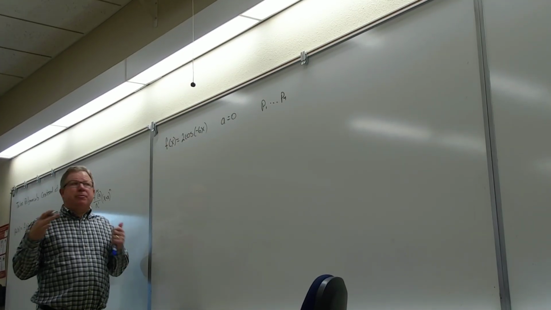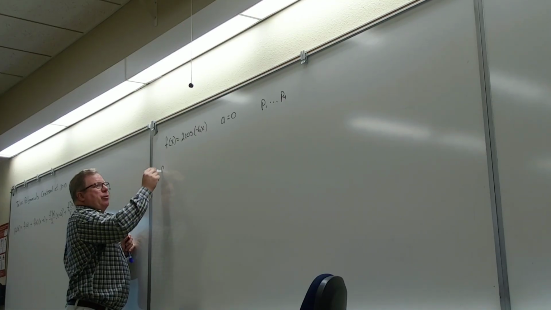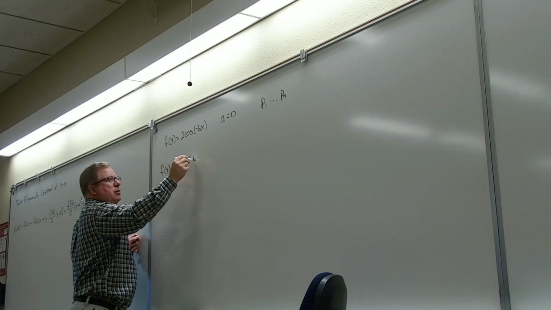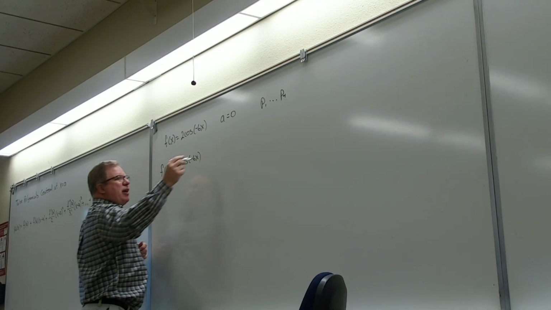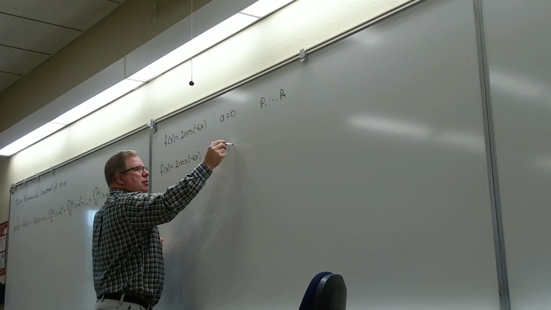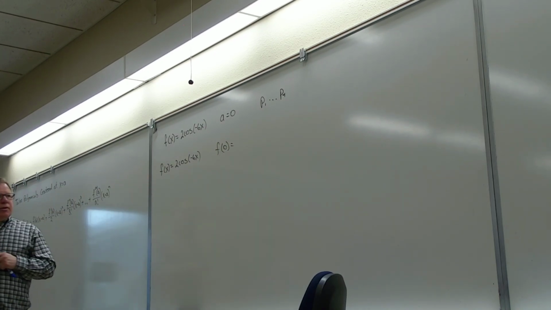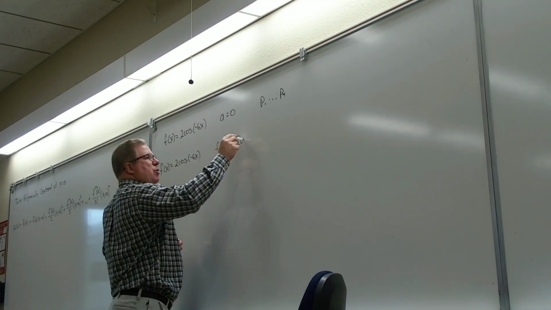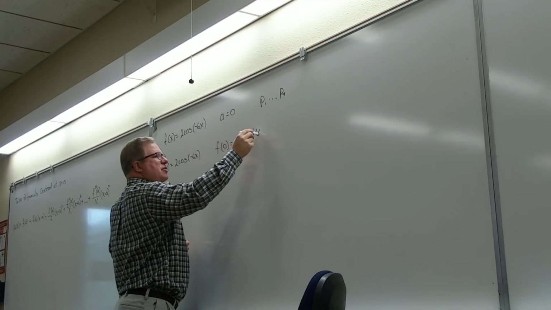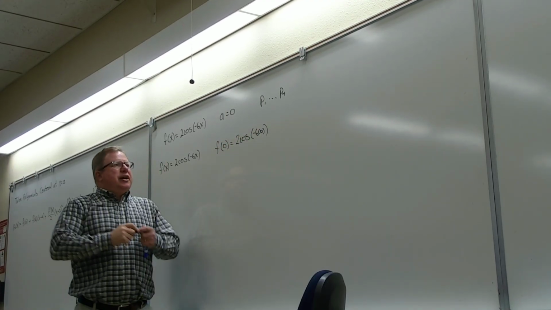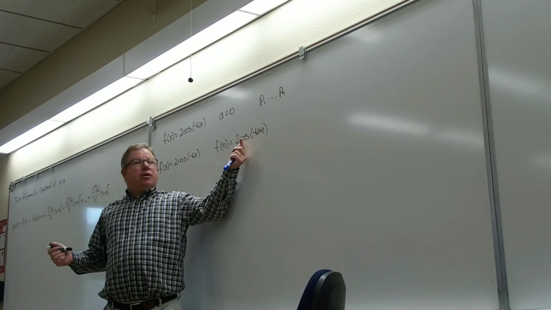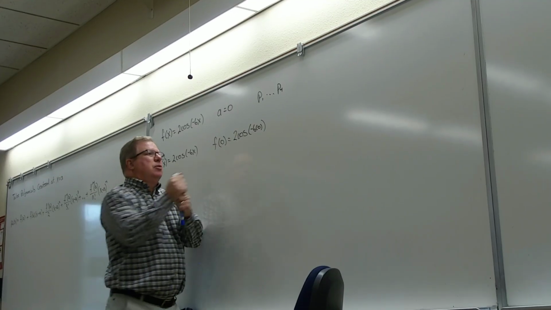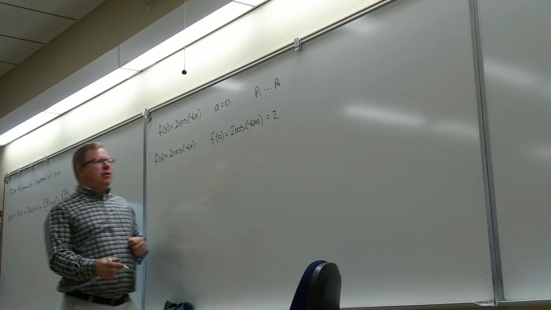So all of these problems, make this list. Recopy the original function, and then evaluate it at the center. So this will be 2 cosine of negative 6 times 0. Negative 6 times 0 is 0. Cosine of 0 is 1 times 2 is 2.